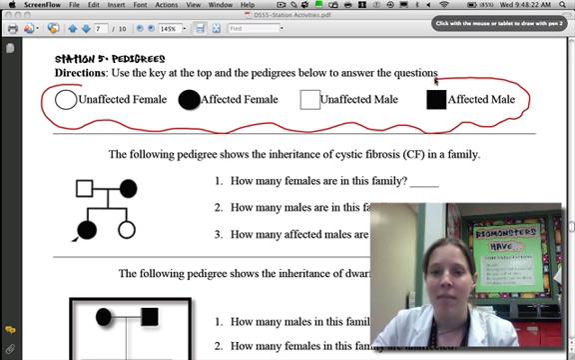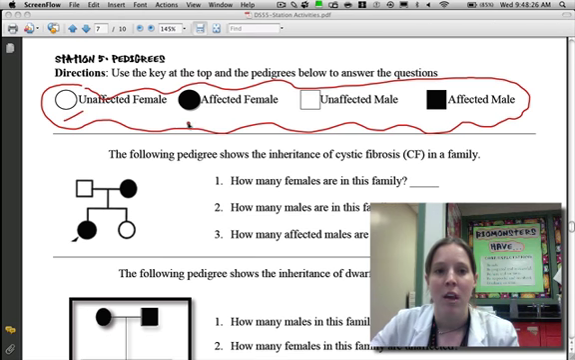From this key, I can see that circles stand for females. And there are two kinds of circles in my pedigree. There are circles that are shaded. Those are affected females, females that have the trait. And then there are circles that are not shaded. Those are unaffected females, females that don't have the trait.